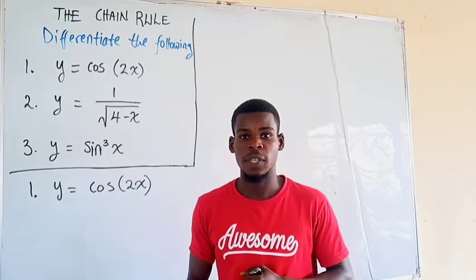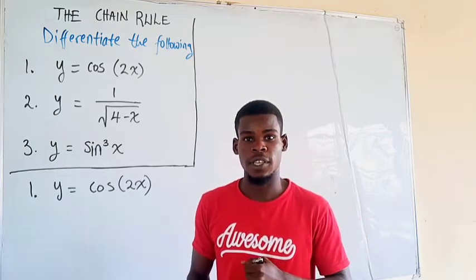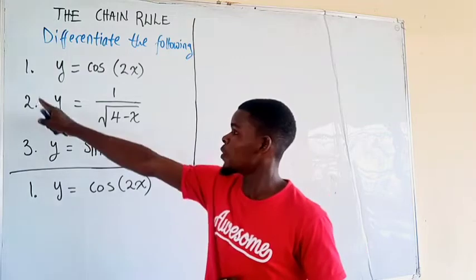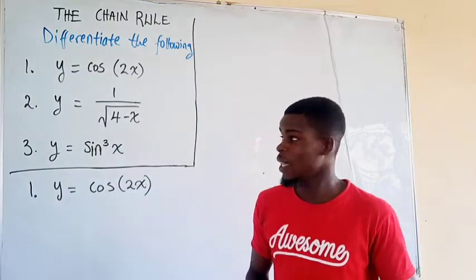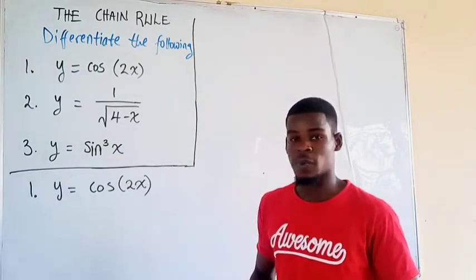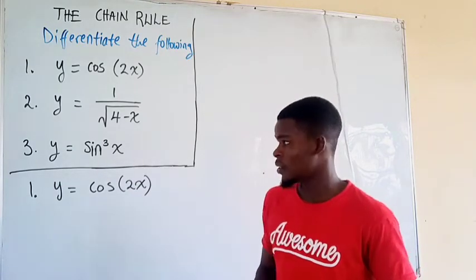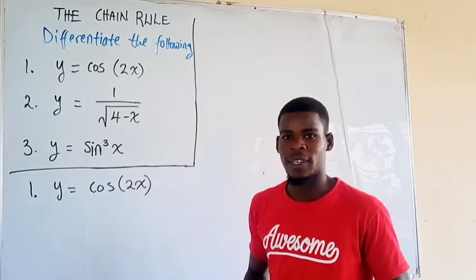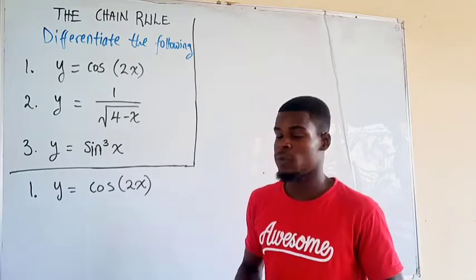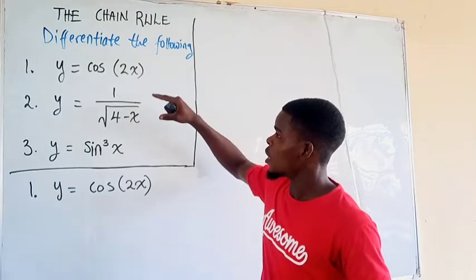Okay, now in this video, we're going to differentiate the following functions using the chain rule. Good. So we had the first one to be y equals the cosine of 2x, and then the second one is 1 over the square root of 4 minus x, and then lastly, sine to the third power of x. Good.